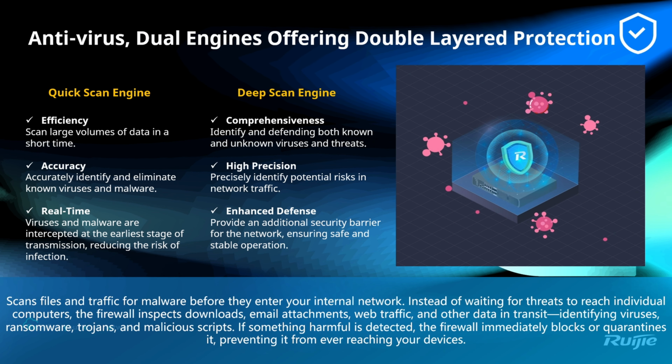So the next security feature on the bundle is the antivirus. This is the one I was talking about. So normally it scans files and traffic for malware before they enter the internal network. So as I said, it's not waiting to capture this at the endpoint, at your laptop or your computer or your phone. At this point, it's scanning all these malwares at the network level before it sends the traffic back to the PC.